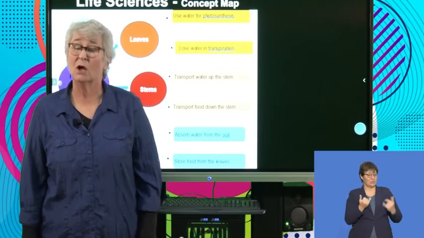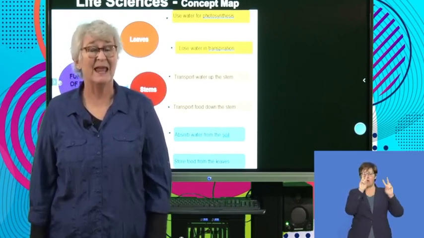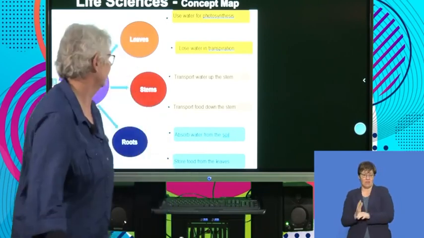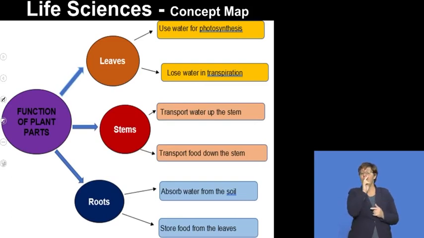Now we're going to look at the concept map of the topics that we will be covering in this lesson and the next lesson. We are looking at plants. In the last lesson, we looked at the structure of leaves, stems, and roots. What we are doing this time is we are looking at their function. What do they actually do? And most of it is to do with water.